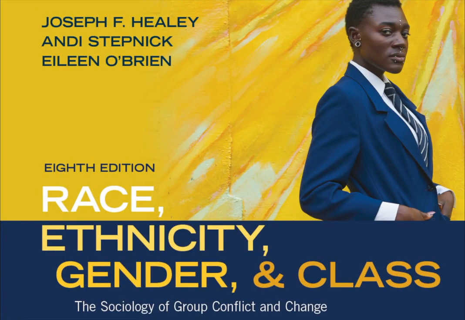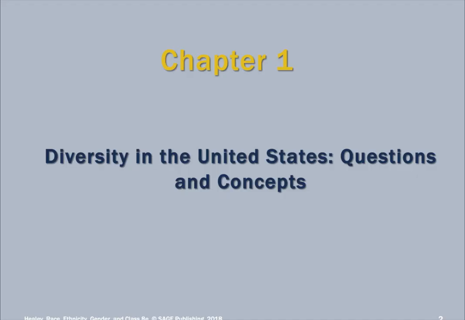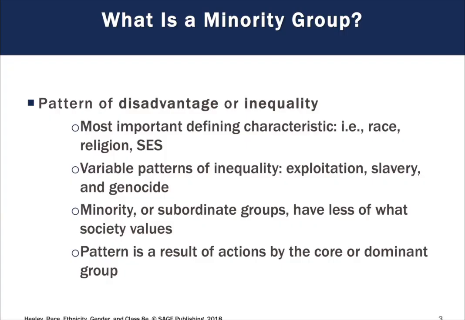Today's lecture comes from Race, Ethnicity, Gender, and Class, a textbook by Healy, Stepnick, and O'Brien. I'm going to cover chapter 1 in today's lecture about diversity in the United States. So first of all, what I want you to focus on is understanding from the reading what a minority group is. The textbook authors do a really good job of discussing patterns of disadvantage and inequality that come with minority group status in the United States.